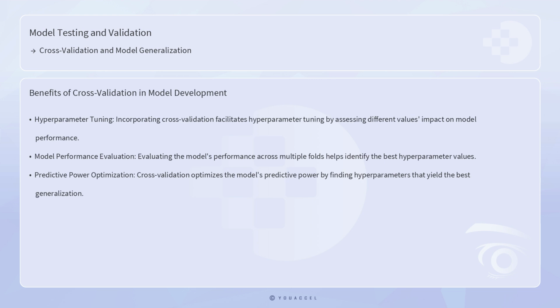Incorporating cross-validation in the model development process also facilitates hyperparameter tuning. Hyperparameters are the parameters of the learning algorithm itself, which need to be set before training the model. Cross-validation provides a robust mechanism to assess the impact of different hyperparameter values on model performance. By evaluating the model's performance across multiple folds, practitioners can identify the hyperparameter values that yield the best generalization performance, thereby optimizing the model's predictive power.